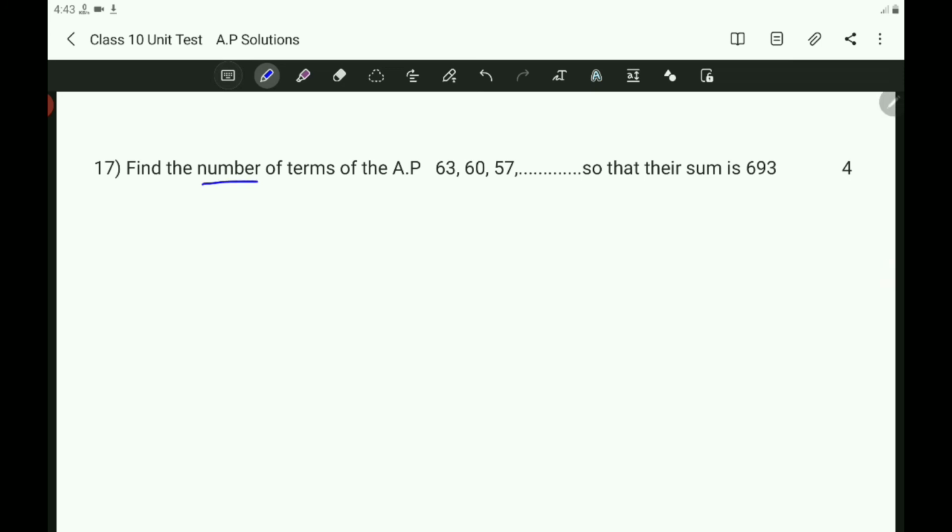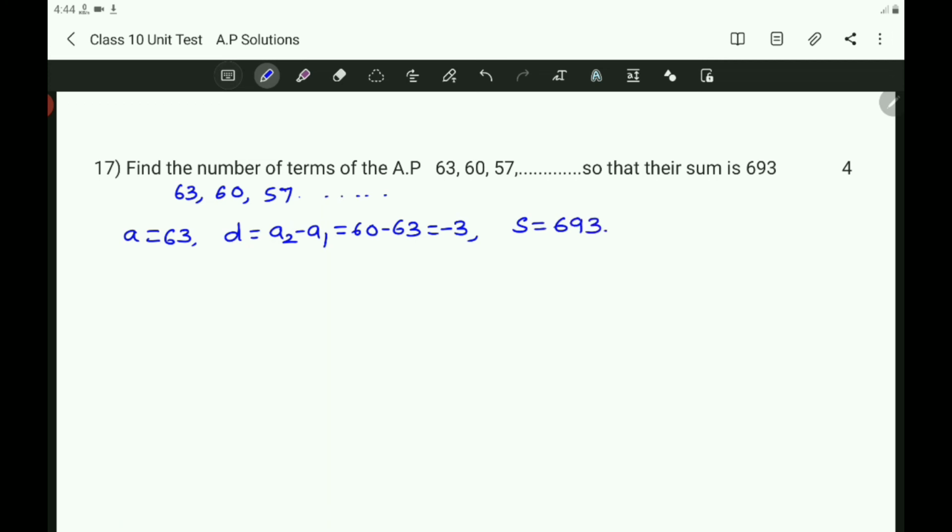What is that 17th question? Find the number of terms of the AP 63, 60, 57, and so on, so that their sum is 693. So you take that progression 63, 60, 57, and so on. Here 693 is not a term, so don't write it. So that their sum is 693, it is given. So what is given here? The first term is A equals 63 and D equals A2 minus A1, that is 60 minus 63 is minus 3, and S equals 693.